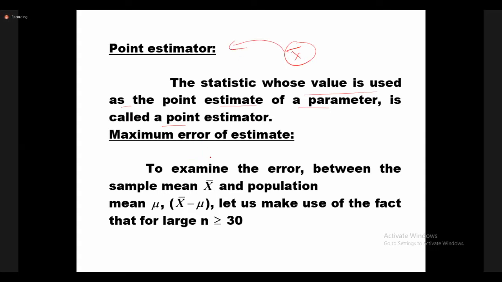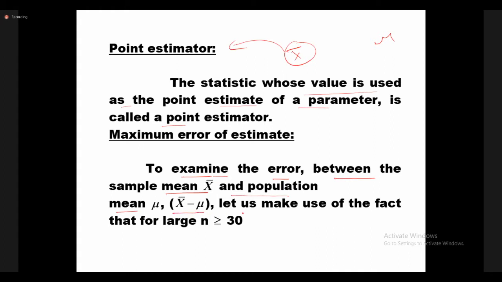When you are using random sample data and estimating the population mean, sometimes you can get an error. We won't always get the exact value of the population parameter. We'll get some error. See here, the maximum error of estimate, to examine the error between the sample mean x bar and the population mean.